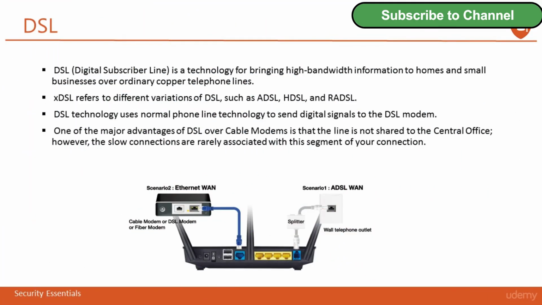Next is DSL, Digital Subscriber Line. DSL is a technology for bringing high bandwidth information to homes and small businesses over ordinary copper telephone lines. xDSL refers to different variations of DSL such as ADSL, HDSL, and RADSL. DSL technology uses normal phone line technology to send digital signals to the DSL modem. One of the major advantages of DSL over cable modem is that the line is not shared to the central office. Slow connections are rarely associated with this segment of your connection. So because DSL lines are not shared to the central office, their bandwidth is high.